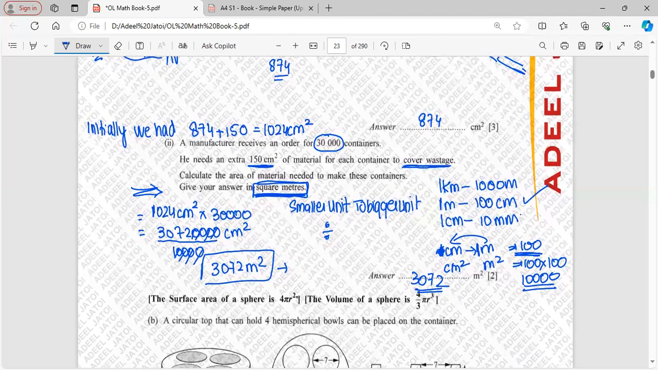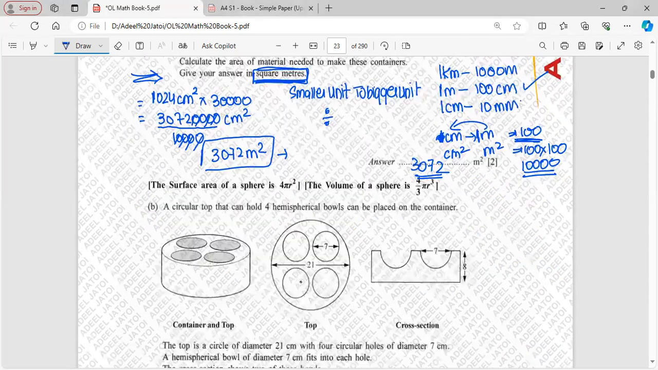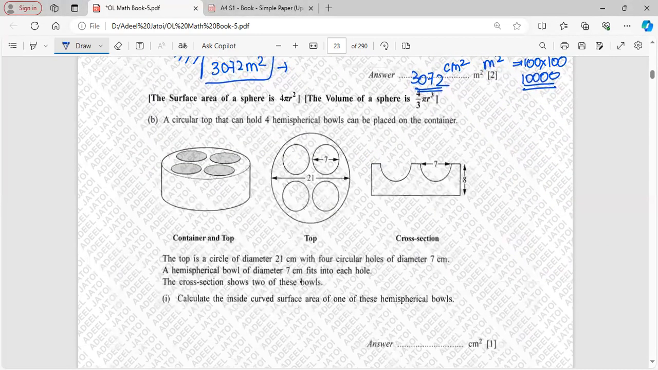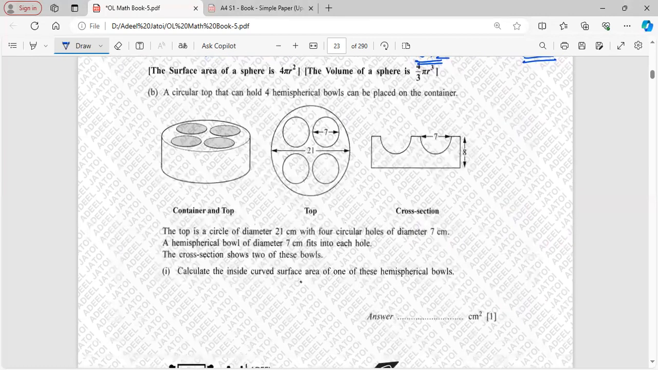So square meter. What we need to do is reinitiate the values: 1 meter is equal to 100 centimeters. So 1 meter square will be 10,000 centimeters square, because 100 multiplied by 100. When we go from a smaller unit to a bigger unit, from centimeter to meter, we divide. So we divide by 10,000 and what we got is 3072 meters square. Fine. Now in the next part, the question gets more interesting.